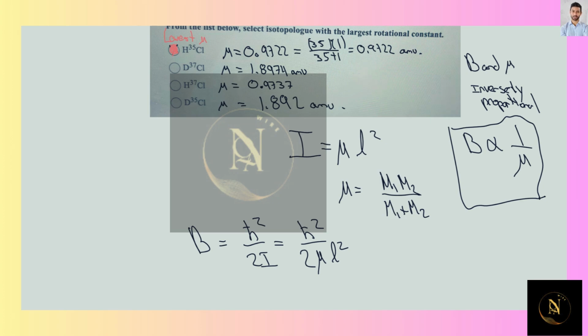Of course, we are assuming here that the bond distance between hydrogen and chlorine, and deuterium and chlorine, for both of the isotopes that we're considering here is going to stay constant. So that would be all.